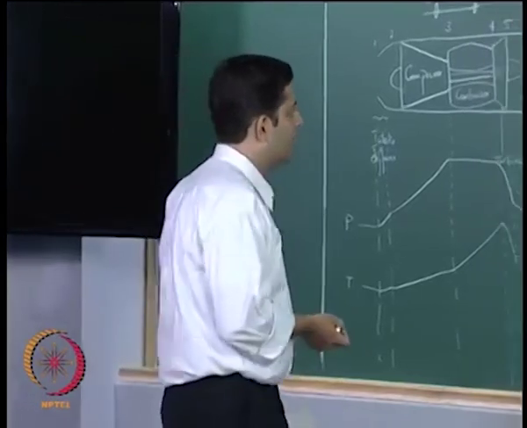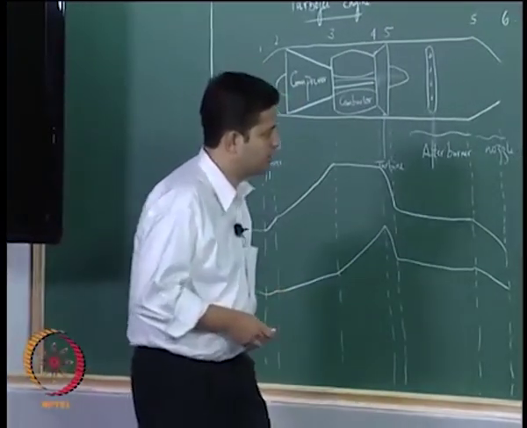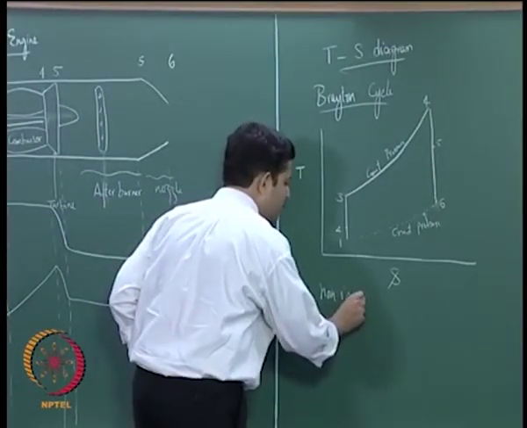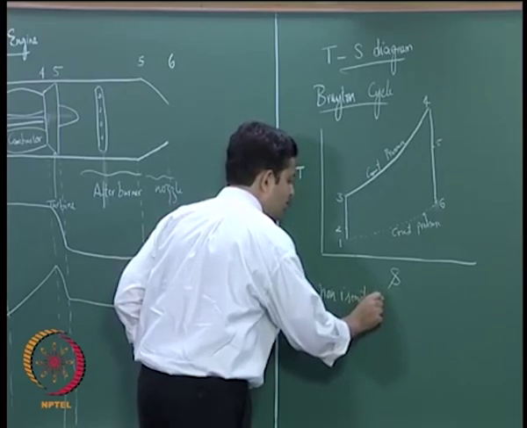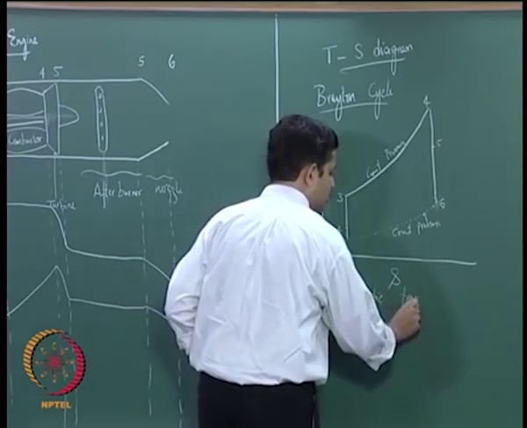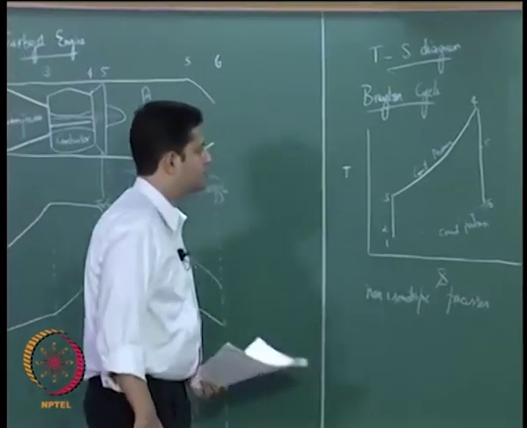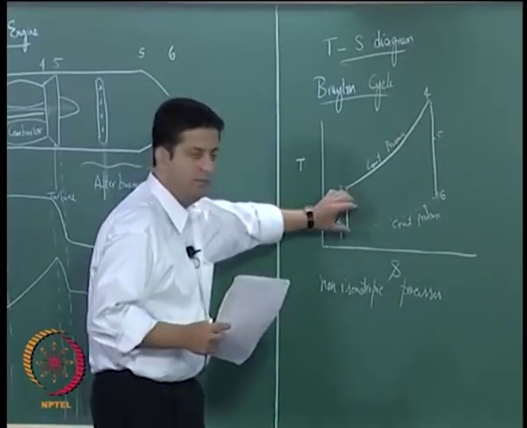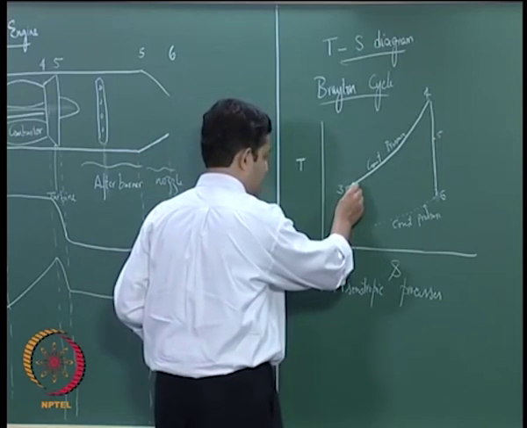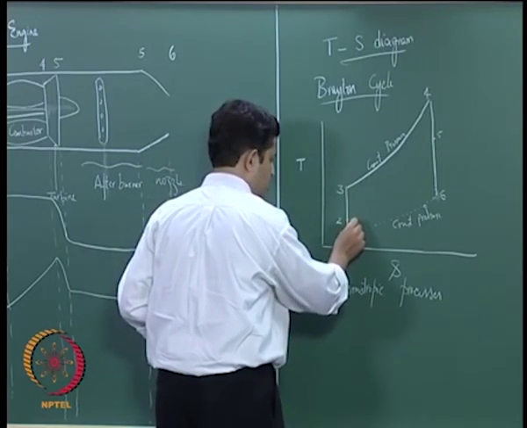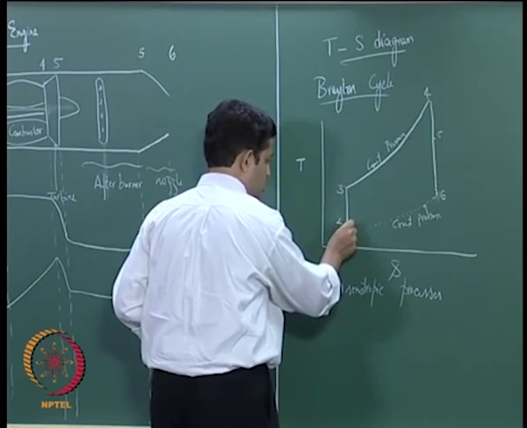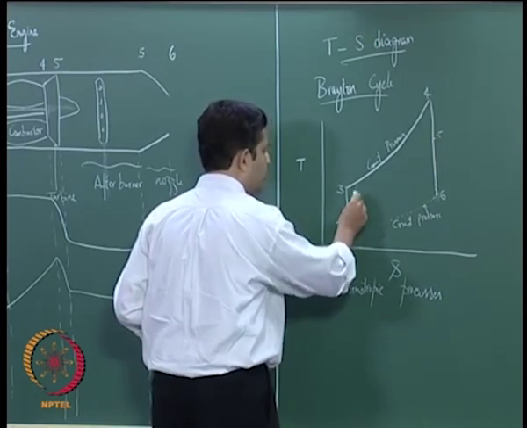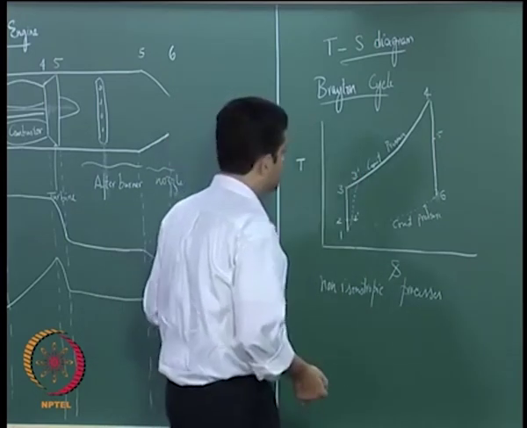So an actual cycle will have non-isentropic processes, okay. So you will have entropy increasing always. So you will have 1 to 2 and then 2 to 3. Let me call this new point as 2 dash, this new point as 3 dash.